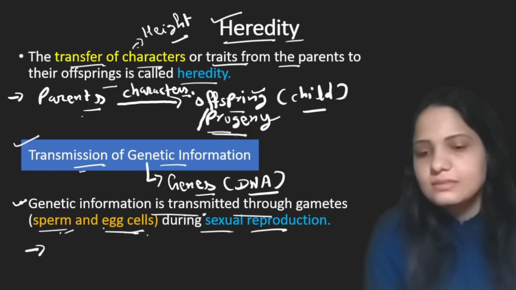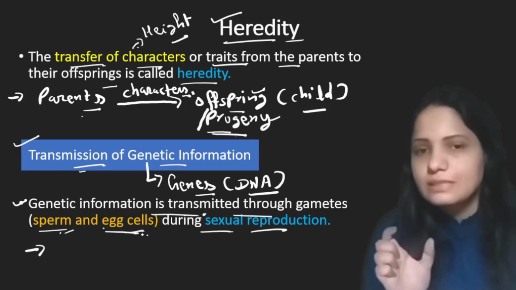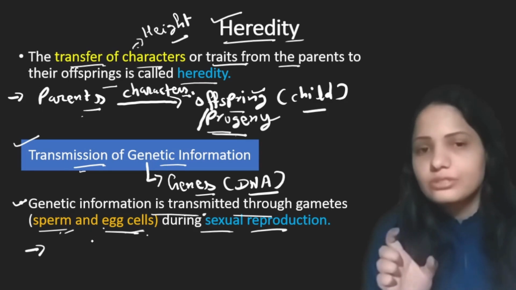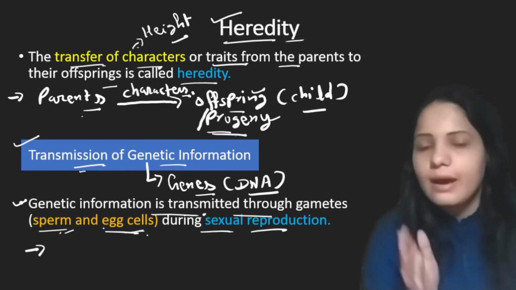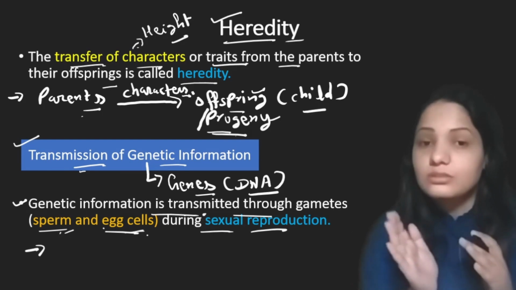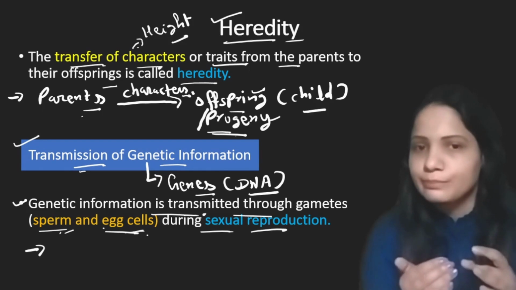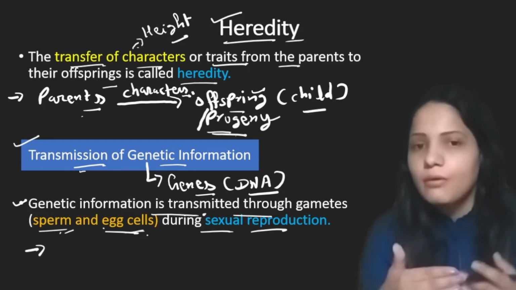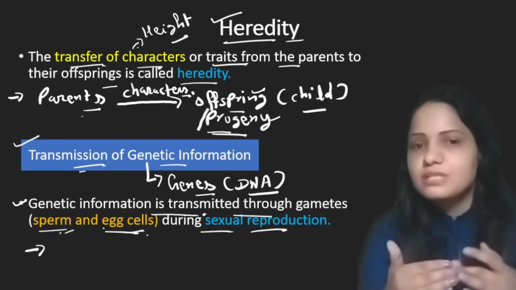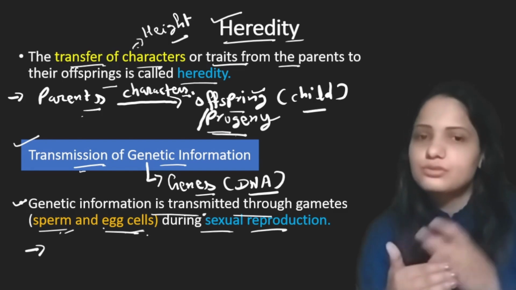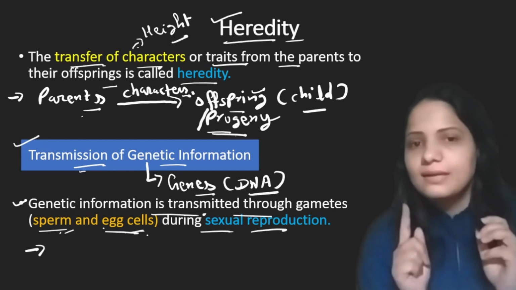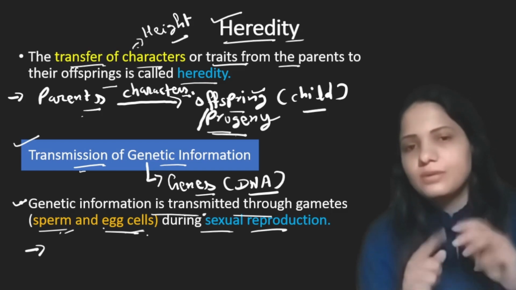Okay, this is the thing. During this process, during gamete formation, the genes of the father and the genes of the mother are transferred from parents to their offspring, to their progeny. So this is how the transmission of genetic information occurs from parents to their offspring. One line answer is through sexual reproduction.